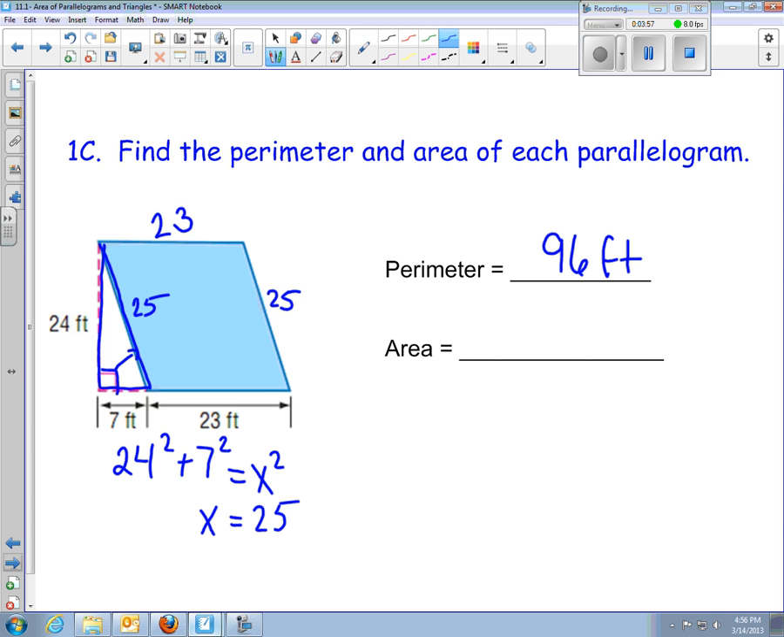Looking for our area. Now we know our, well, let's see here. Our base, is that going to be the 23 or the 7, or should we add them? Well, we're going to talk about our parallelogram here, so this dark shaded area. So we're just looking at that base there, so our 23, times our height. Now remember, the height is the one that drops down and makes a 90-degree angle with our base, so we're going to use that 24. That gets us 552 feet squared for our area.